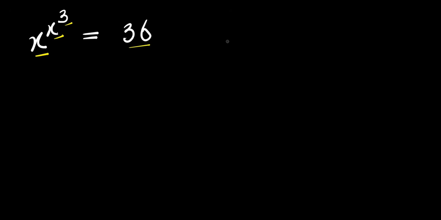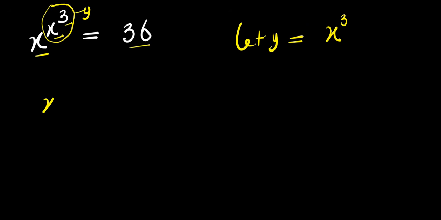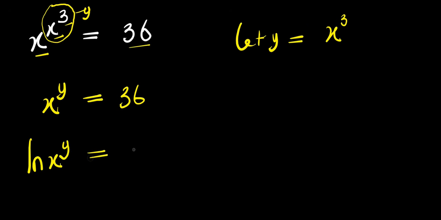So the first method would be, let's say, let y equals x power 3, meaning this x power 3 here, we are going to replace it with y. So this equation becomes x power y equals 36. So right now we can apply natural log. I have natural log of x power y equals natural log of 36.